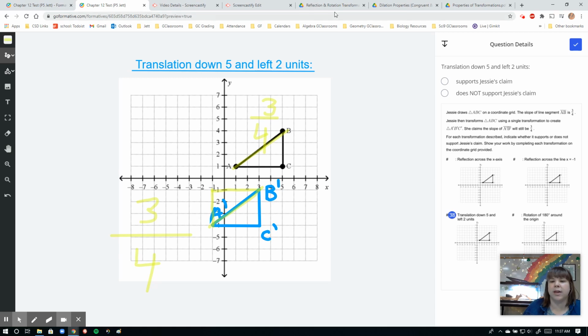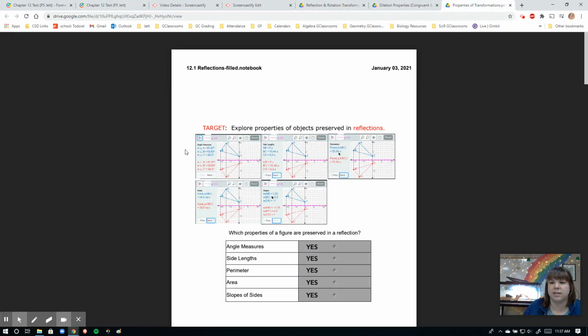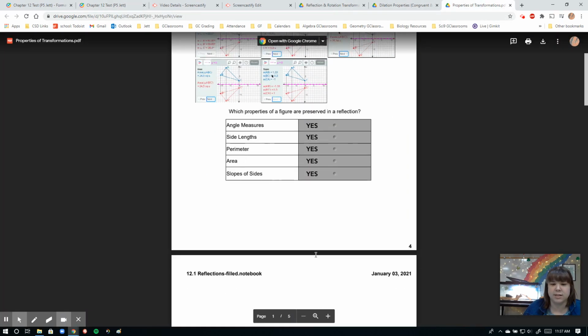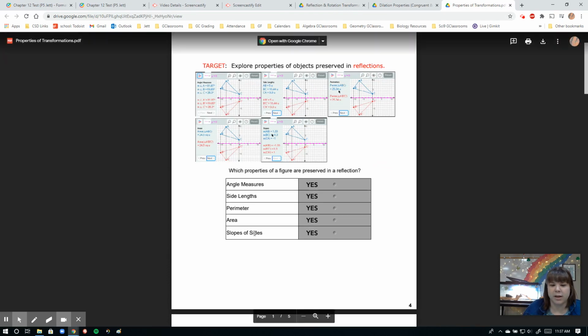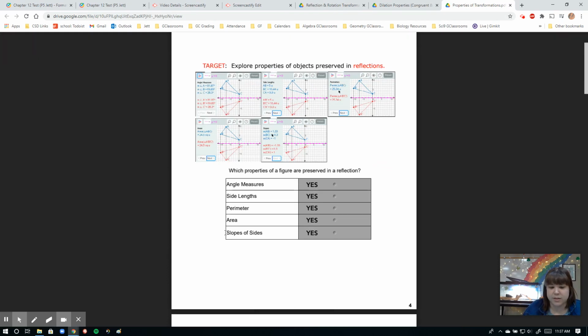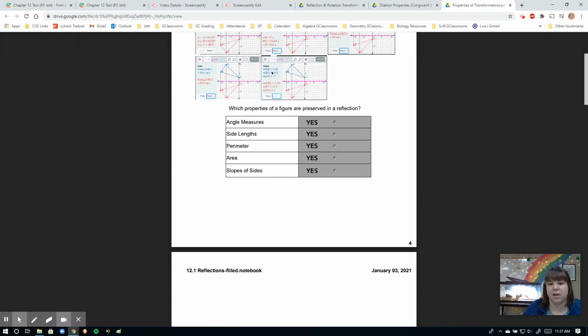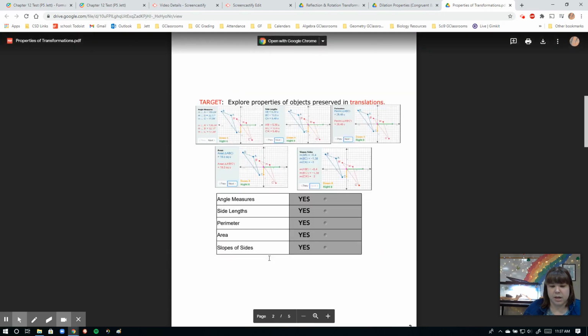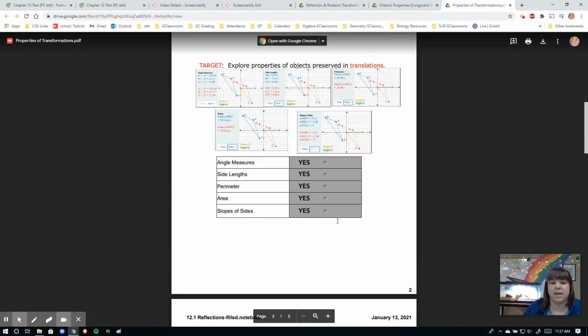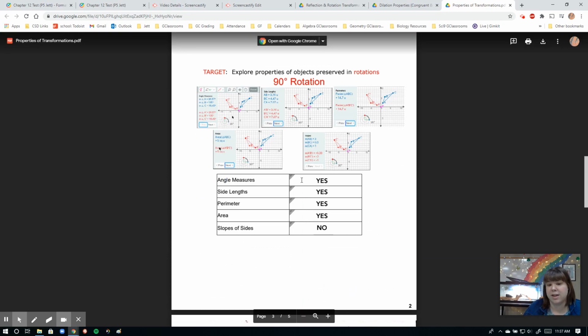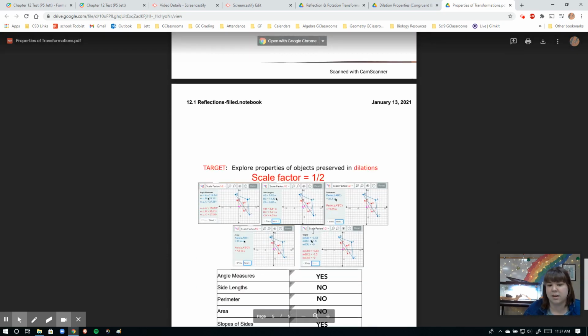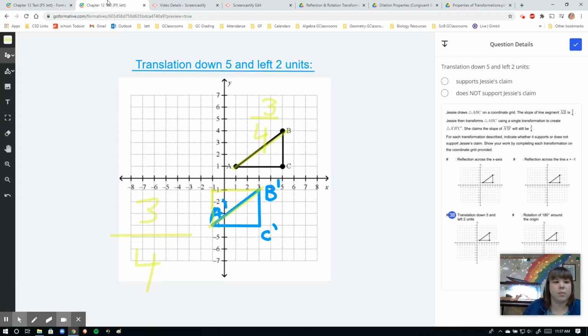If you look at the resources that say the properties of transformations, you can look for each one and then look at the slopes of sides to see if it is preserved. In reflections, yes, the slopes of sides are preserved. For translation, yes, slopes of sides are preserved. For rotations, we've got some things there. So let's go back to our problem. We could say, yes, it does support Jesse's claim because the slopes are the same.